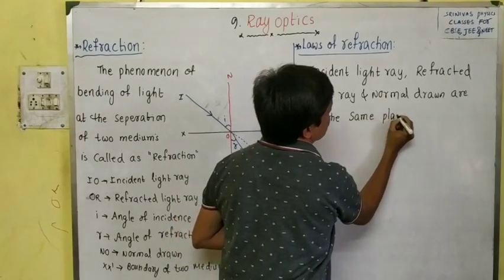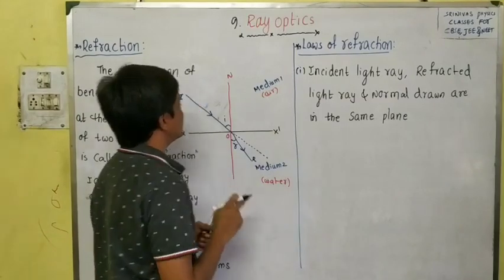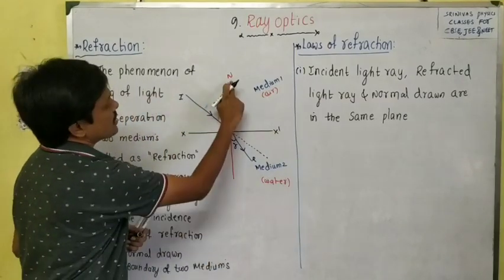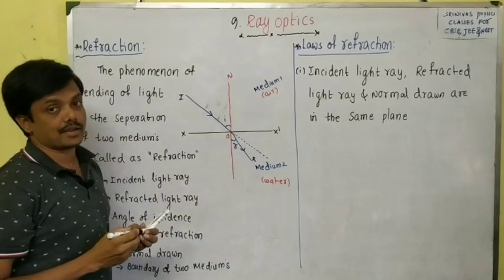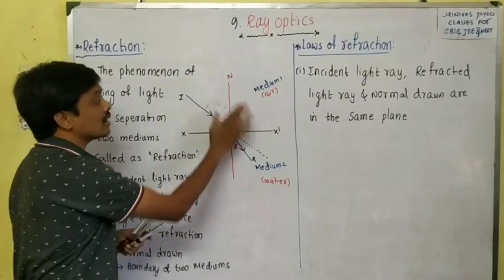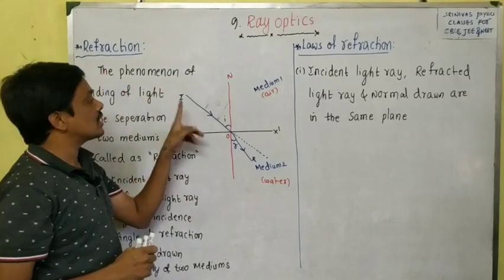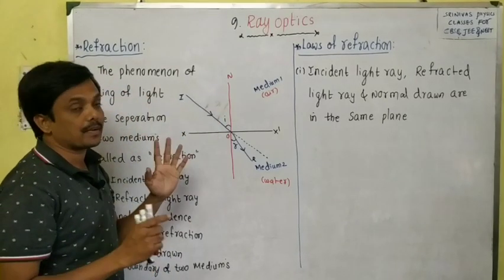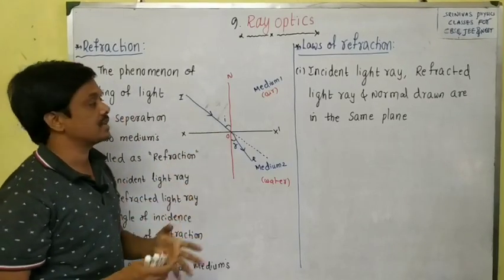This is the first rule, right? Laws of refraction. What is the meaning of this? This is the incident light ray, this is the normal drawn, and this is the refracted light ray. All are in the same plane. Same plane means all are in the same surface. That means the incident light ray and the normal drawn are in one plane, and the refracted light ray is also in the same plane, in the same surface, right?